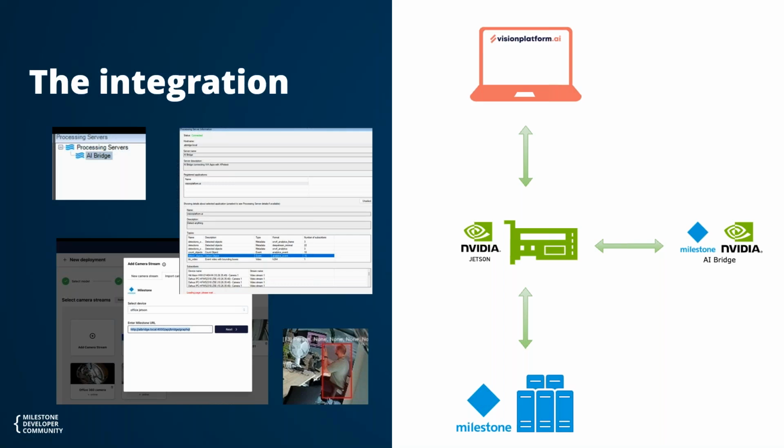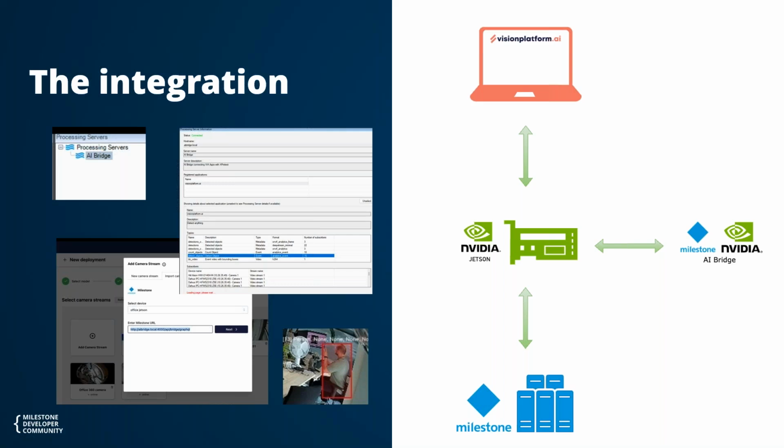Basically you have the Visionplatform.ai, that's our web application. Our web application communicates with the NVIDIA Jetson. We have this direct integration with the Jetson device. Then through the Jetson, we contact the AI Bridge, and then the AI Bridge also communicates with Milestone. And basically, this is how we can retrieve streams from the customer network. This is how we can allow the customers to configure those streams, set some areas of interest, and then deploy and analyze those streams as well.